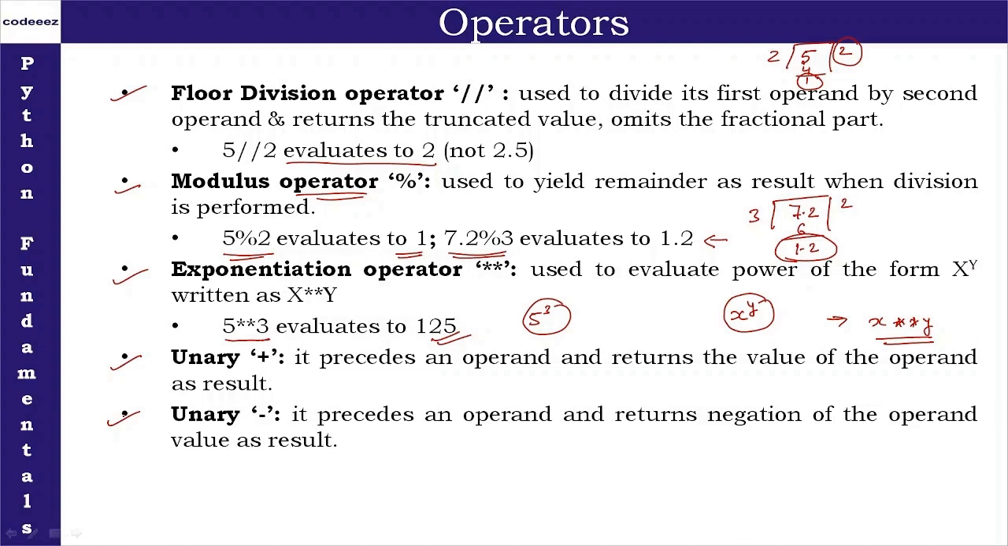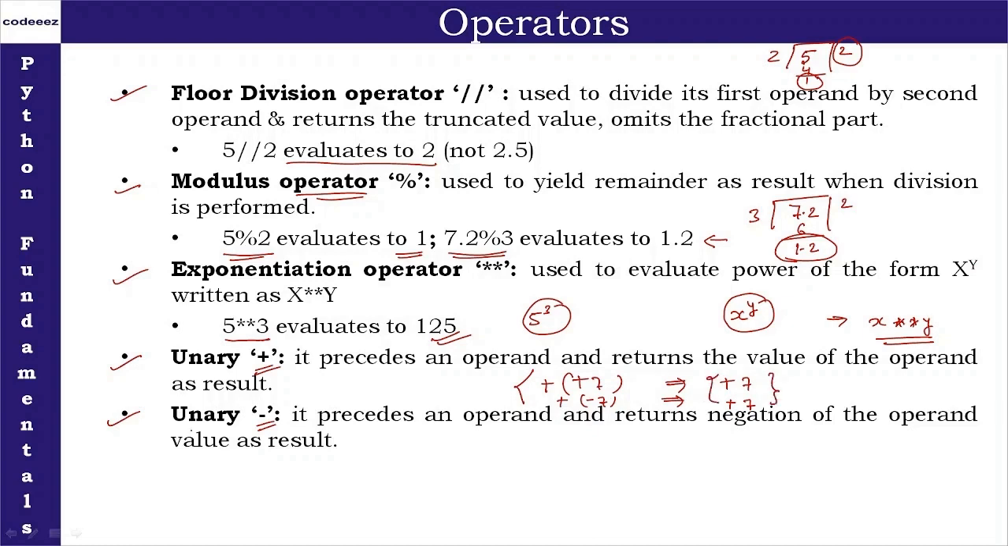So here the plus operator and minus operator basically precede the operand. Whatever the operand's value is, suppose it is plus 7, and if I write the unary plus operator before plus 7, it will simply give you plus 7 as a result. And if I write the plus operator before minus 7, again it will give you simply minus 7 as a result. It means to say, when unary plus is applied on an operand, the sign of the operand does not change.